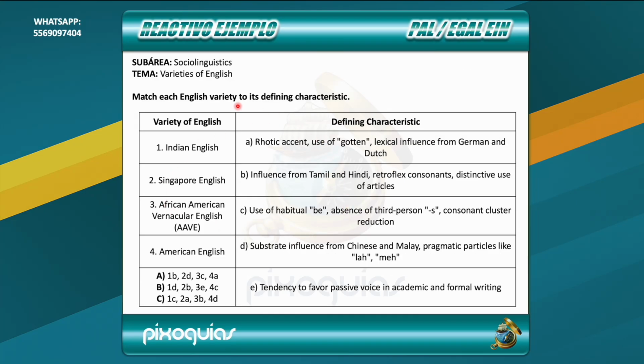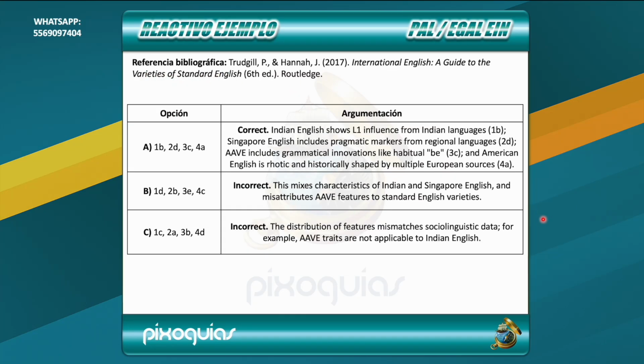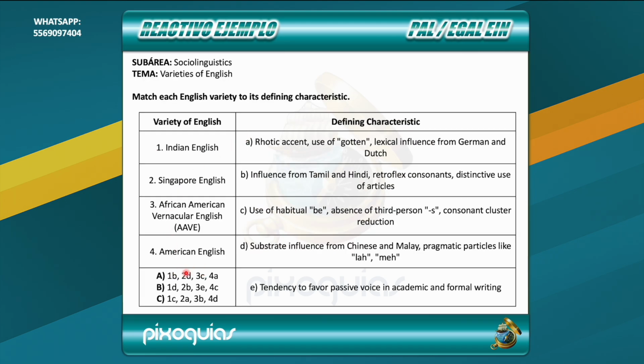This exercise is from the topic Varieties of English. Match each English variety to its defining characteristic. We have the correct answer as A, and we can see that the correct match is like this. The variety of English, 1, Indian English, matched with the influence from Tamil and Hindi, retroflex consonants, distinctive use of articles. 2, Singapore English, with the substrate influence from Chinese and Malay, pragmatic particles like la and me.